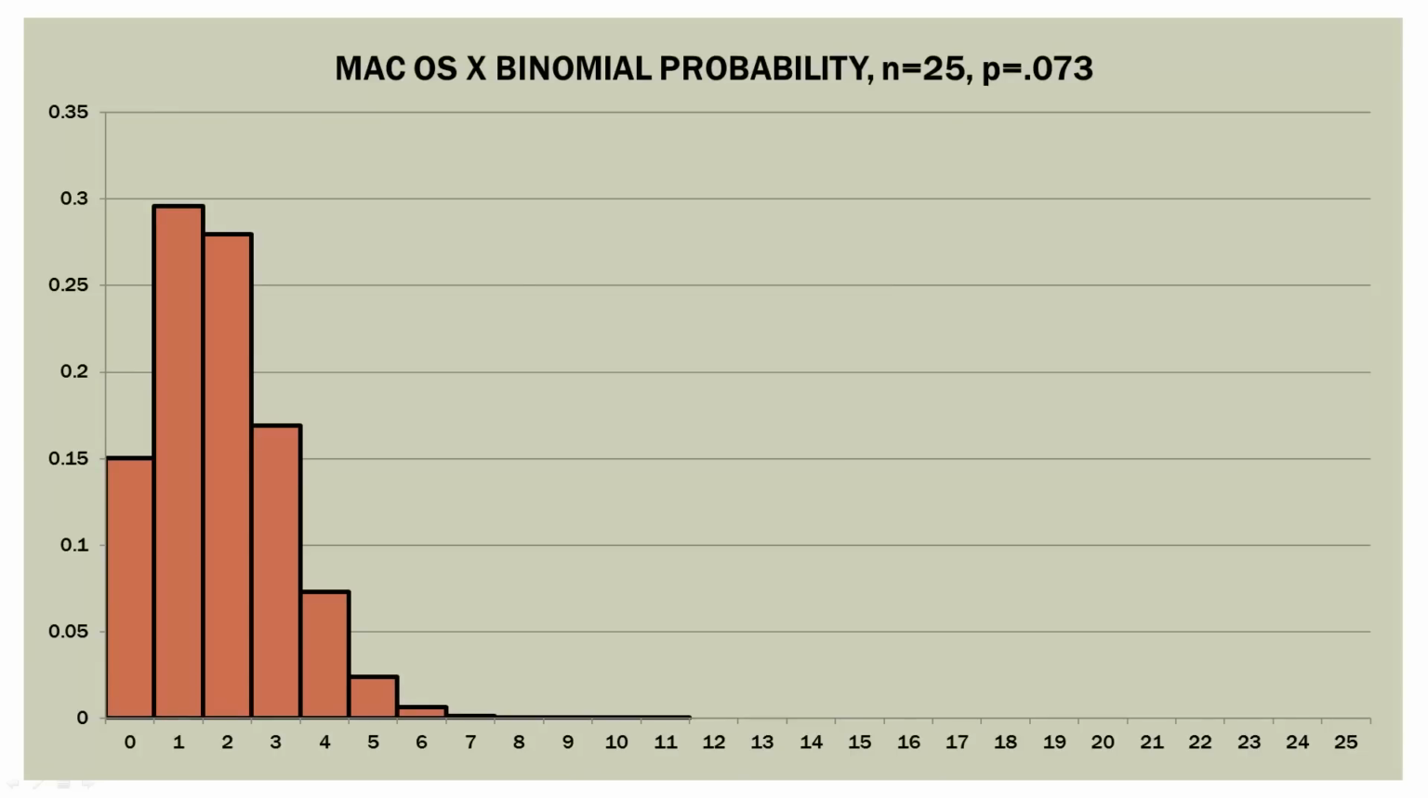Okay, so here is the graph we came up with in Excel. Along the bottom, you can see we have 0 through 25. Those are our 25 internet users in our sample. On the left-hand side, we have probability. So the height of the bar is the probability of that outcome.